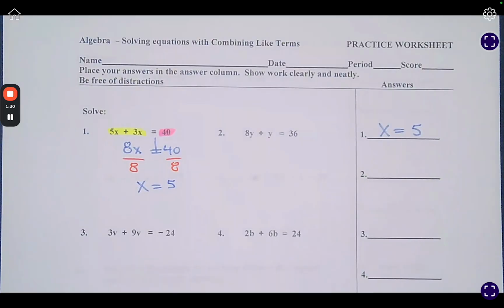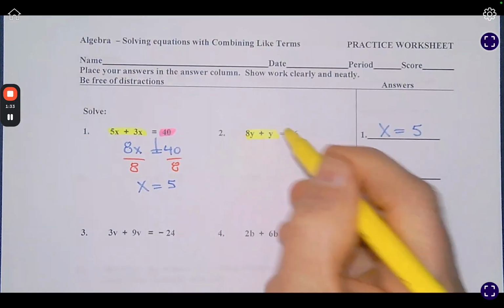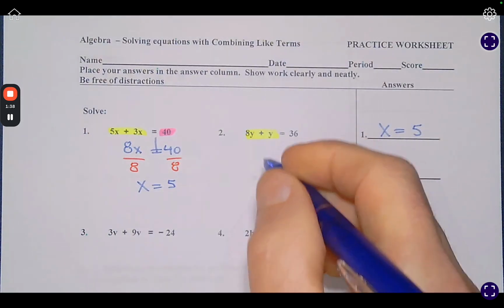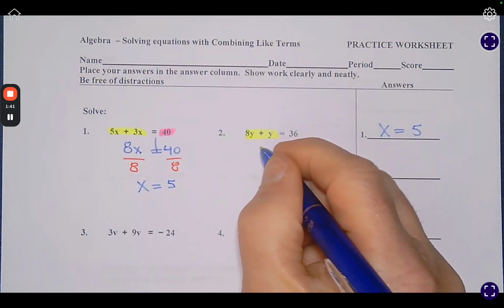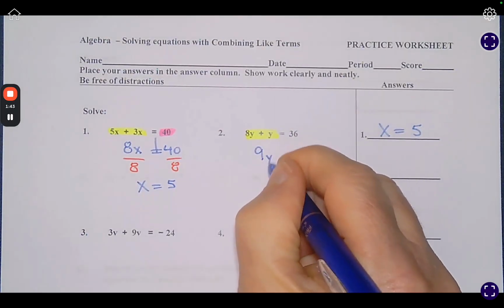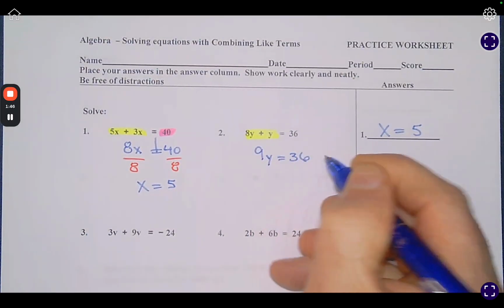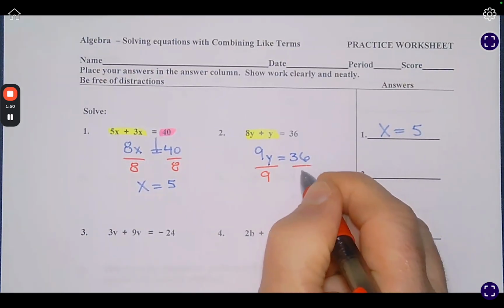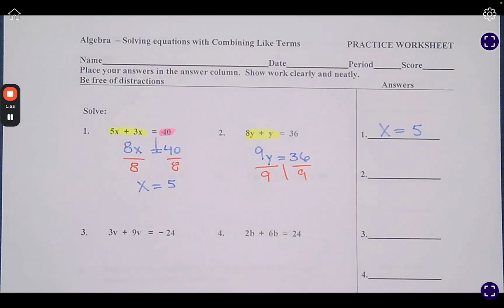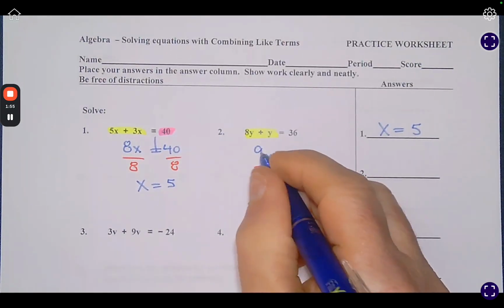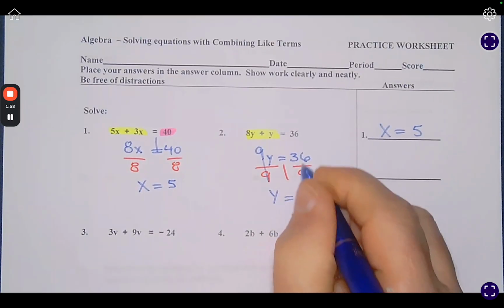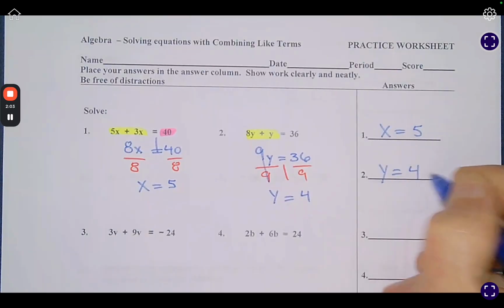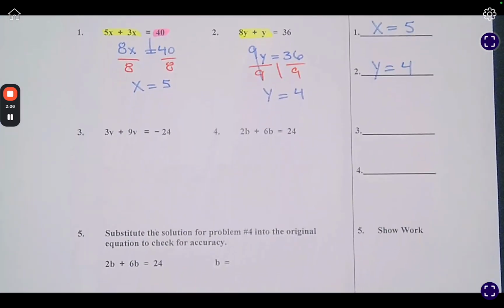All right, let's do it again. Notice on the left-hand side, we have like terms. So I'm going to go ahead and combine them. Remember, there's no number in front of that y, so that means there's a 1y. 8 plus 1 is 9y equals 36. Now I'm going to do an inverse operation for multiplication. So I'm going to divide. Remember, I do it to both sides of the equal symbol, left and right. Simplify. 9 divided by 9 is 1y. 36 divided by 9 is 4. So y equals 4.